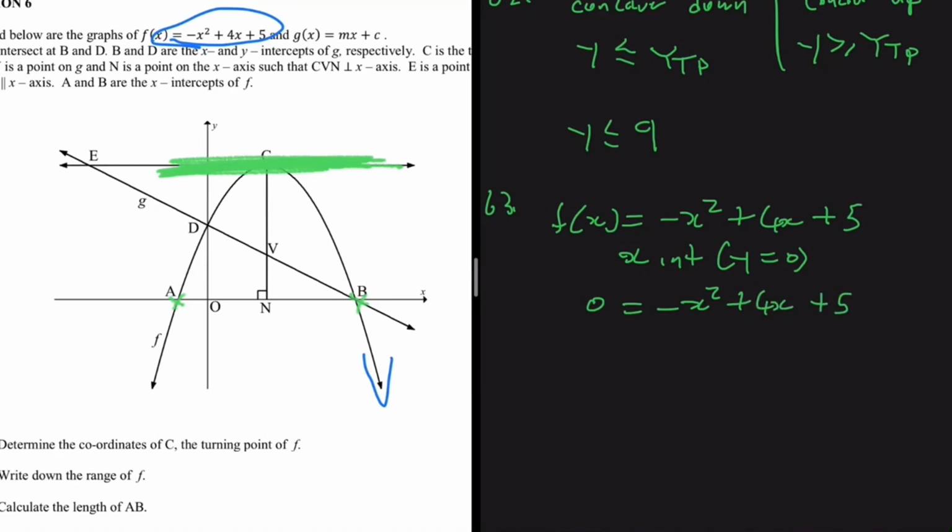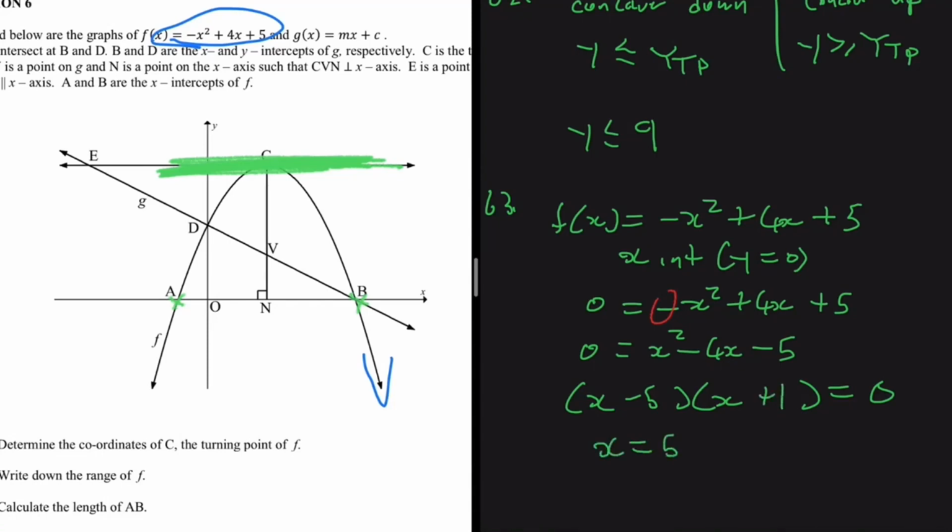It's a bit tricky to factorize when you have a minus here, so I'm going to divide everything by minus 1. So 0 divided by minus 1 is 0, and then we have x squared minus 4x minus 5, and now we can factorize. The question I ask myself again is, which two numbers do I multiply to get minus 5, but when I add them, I get minus 4? That is minus 5 and plus 1. So I have minus 5 and plus 1. So x equals 5 or x equals minus 1.